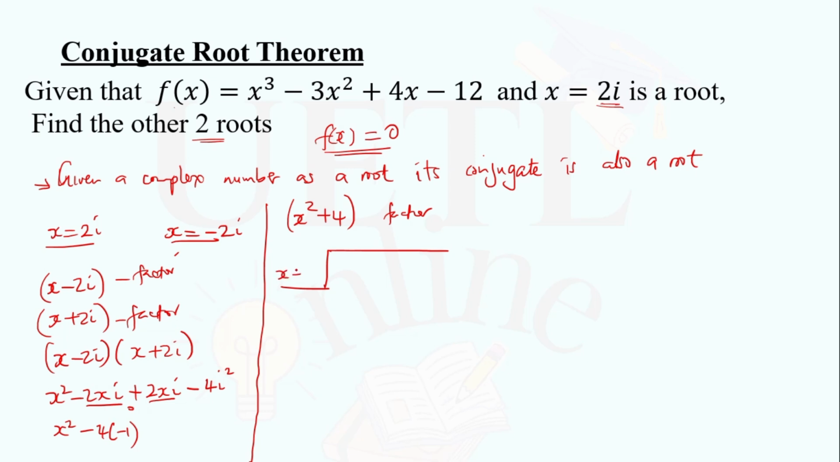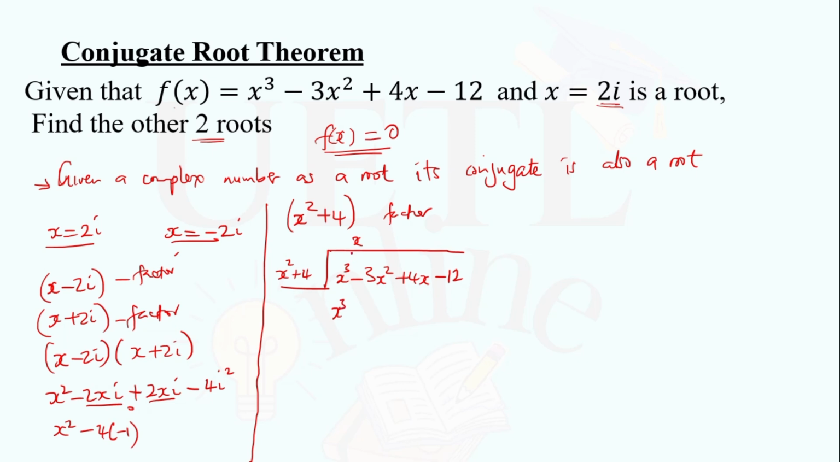Then you put this function x to the power 3 minus 3x squared plus 4x minus 12. Okay, so this is it. Now we're going to get x here. Then we multiply x squared into x to the power 3, we're going to get x here. So x multiplied by this, we're going to get x to the power 3. Then here we're going to get plus 4x.